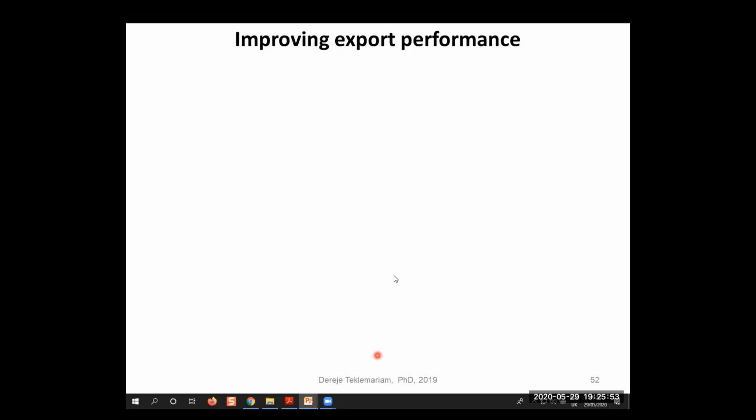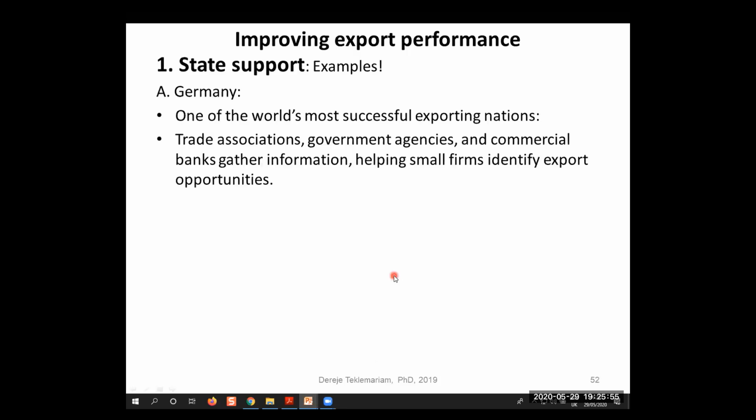The state support. Germany is a very good example, by the way, in terms of installing nice export support, and one of the world's most successful exporting nations. It has a number of trade associations, government agencies and commercial banks. They gather information, they help each other, they share information and have a common data pooling or data center, and finally even support small firms to identify business opportunities.